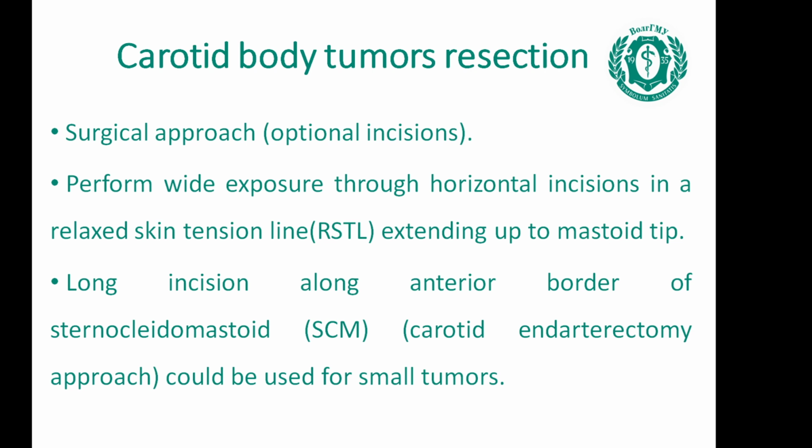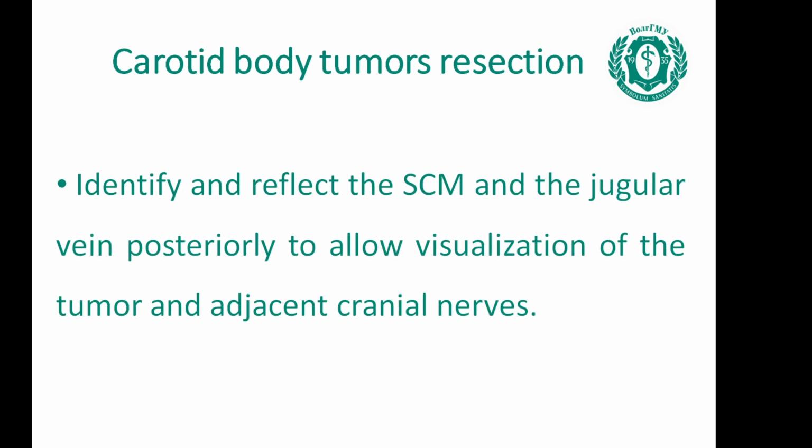Carotid body tumors resection. Surgical approach, optional incisions. Perform wide exposure through horizontal incisions in a relaxed skin tension line, extending up to mastoid tip. Long incision along anterior body of the sternocleidomastoid muscle. Carotid endarterectomy approach could be used for small tumors also. Identify and reflect the sternocleidomastoid and the jugular vein posteriorly to allow visualization of the tumor and adjacent cranial nerves.